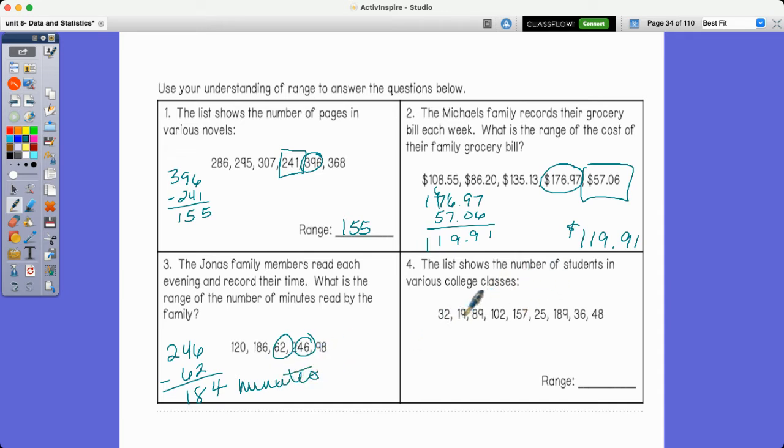Okay, how about this one? 19 is my lowest, and my biggest is 189. That's 170. Okay, you guys got range? Boy, I hope so.